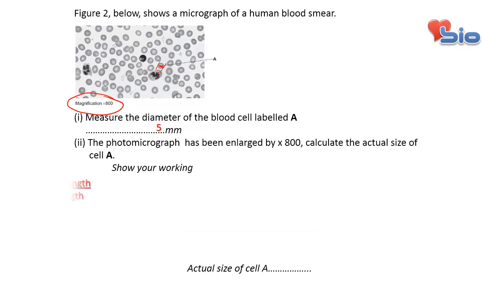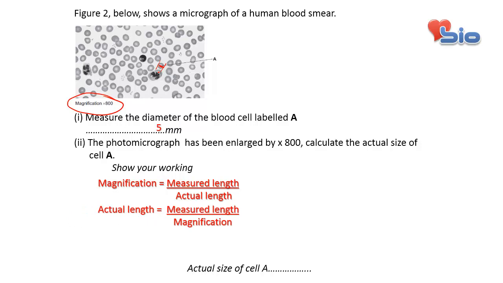Okay, if you're done, check this. You should have written something like this, the formula. So actual length is measured upon magnification. You could have skipped this step and gone directly to this. That's also fine. Yeah, not a math exam. And therefore you calculate that the actual length is 5, which is your measured length, upon the magnification, which is 800. And therefore you get the actual size being 0.0065 mm. I hope you got this right.